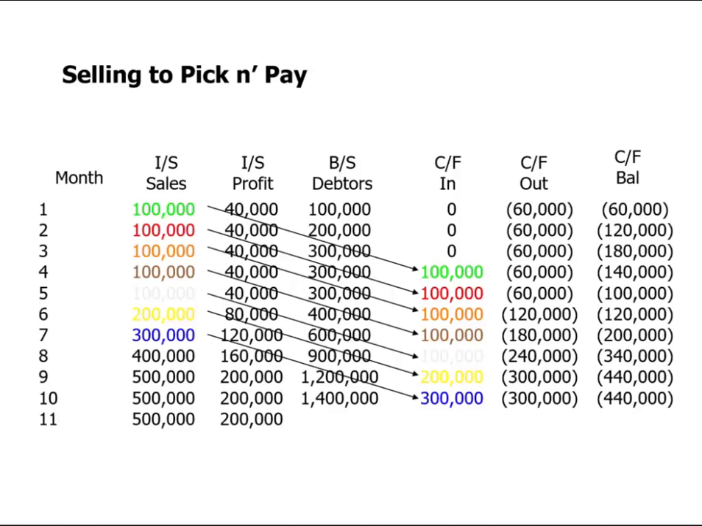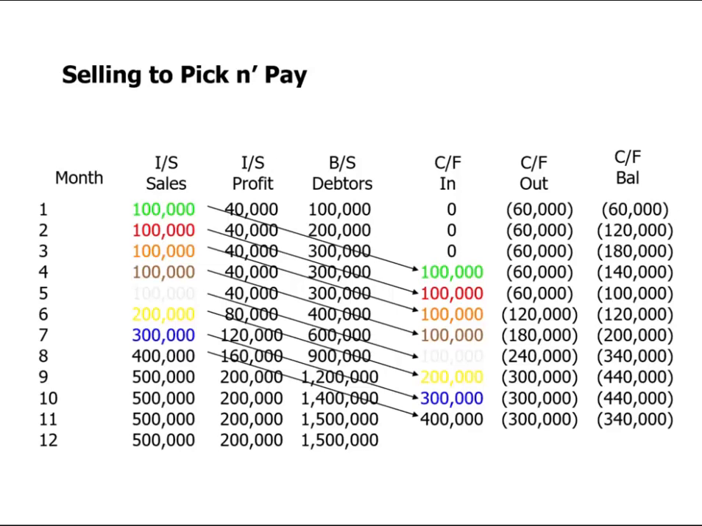But in month 11, what starts to happen is the cash flows from these increased sales, from back here, start to catch up with us. And you'll see here 400,000 worth of inflows against 300,000 outflows, and our cash starts to improve. And in month 12, again, we start to improve our cash flows. 500,000 inflows versus 300,000 outflows. And very quickly our cash is starting to return to a number that is a little less painful.